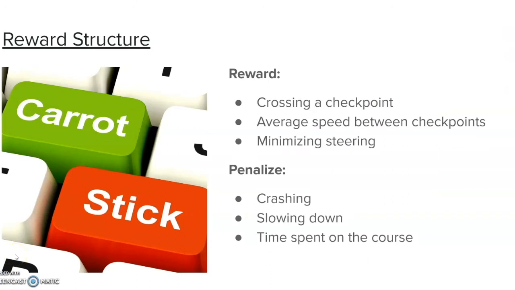Next, let's talk about the reward structure for our model. We reward crossing a checkpoint, the average speed between checkpoints, and keeping the steering to a minimum. This encourages the car to go further, go faster, and to not overcorrect so much, so we don't see as much wobble on the track. We penalize crashing, slowing down, and the time spent on the course. This keeps it away from the borders and prevents it from using the brake too much to turn. The last penalty can be thought of as hot water for our reinforcement learning model. This encourages the model to spend as little time as possible in any single iteration.